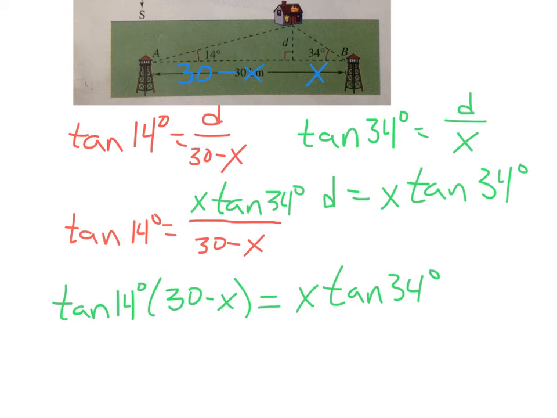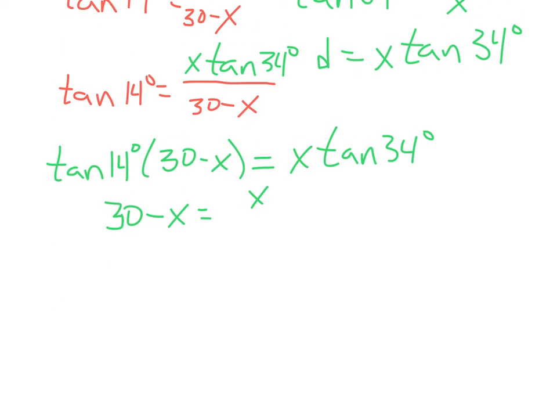Then I'm going to divide both sides by the tangent of 14. So then I have 30 minus x equals x times tangent of 34 degrees over tangent of 14. Again, you're welcome to change these into numbers. I don't like to round before I need to, so I'm just going to leave it there.